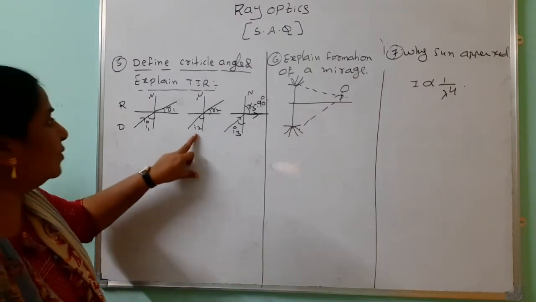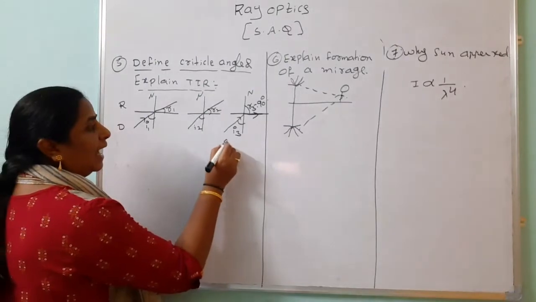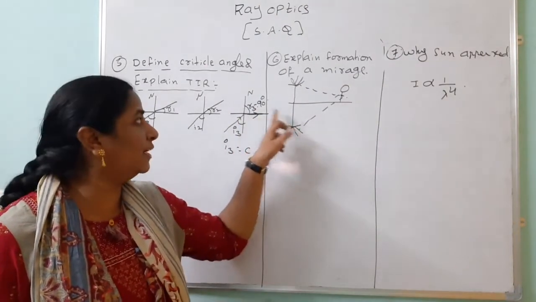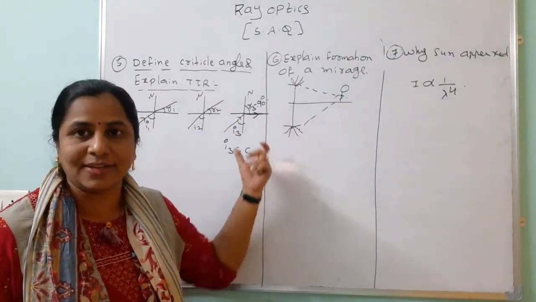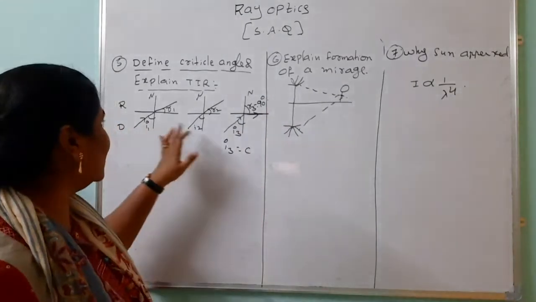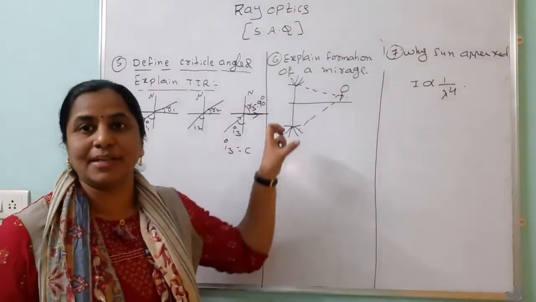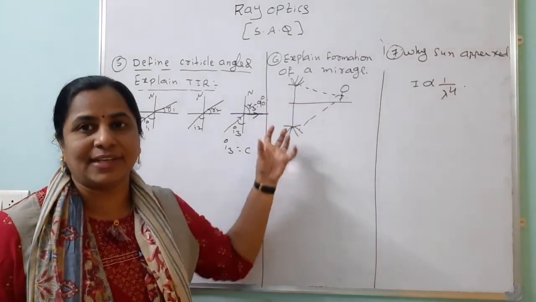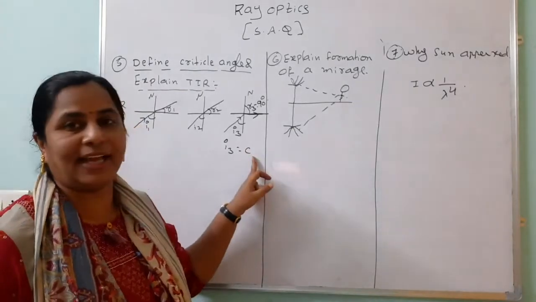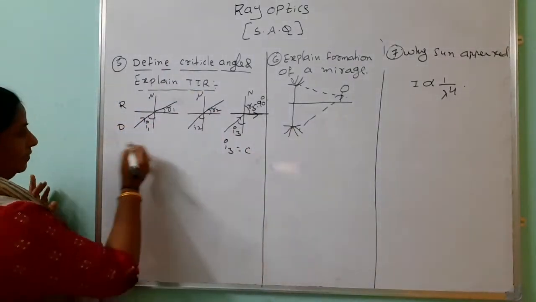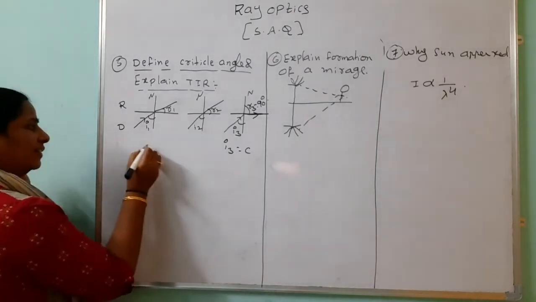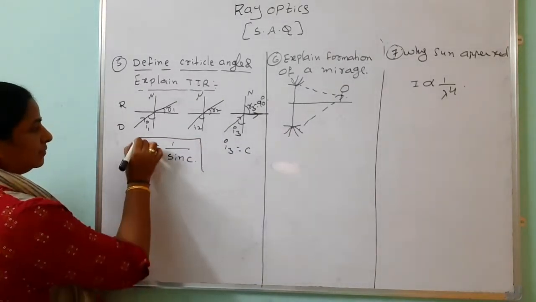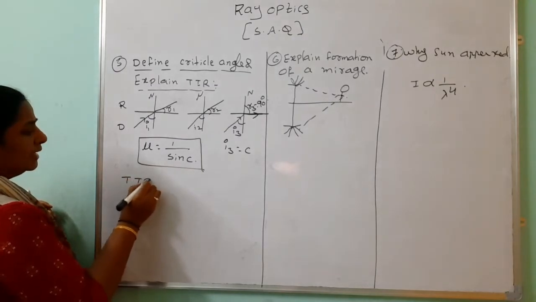I1 is not the critical angle. I2 is also not the critical angle. But now I am writing, I3 is the critical angle. Why? For this angle of incidence only, the respective angle of refraction is 90 degrees. That's why I3 is called the critical angle. In the other cases, the angle of refraction is not 90 degrees. So you can say this particular angle of incidence is called the critical angle. This is about the critical angle. And what is the relation between critical angle and refractive index? We can write mu equals 1 by sin c. This is the relation.